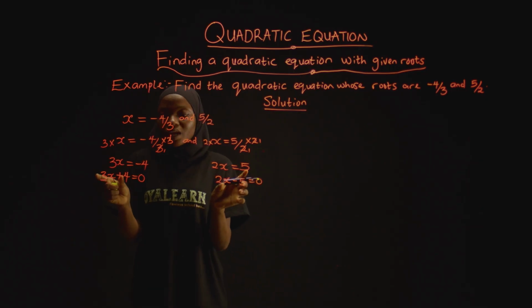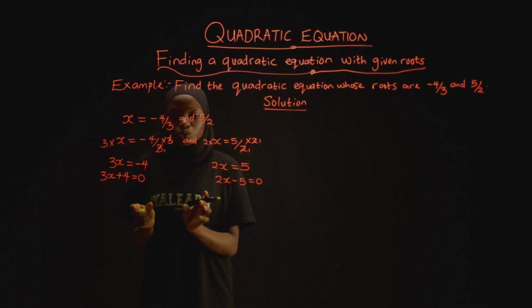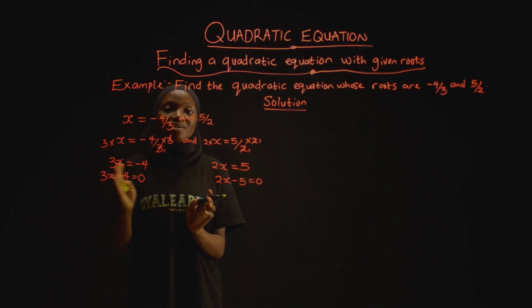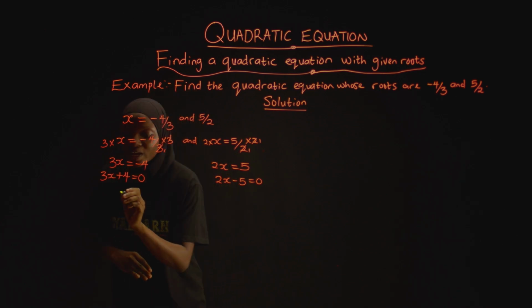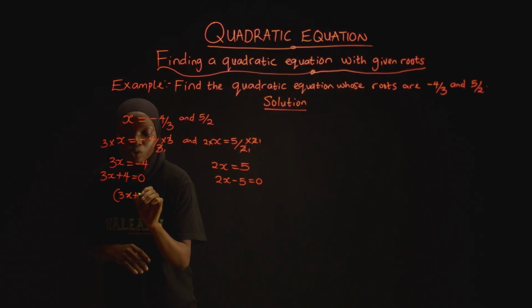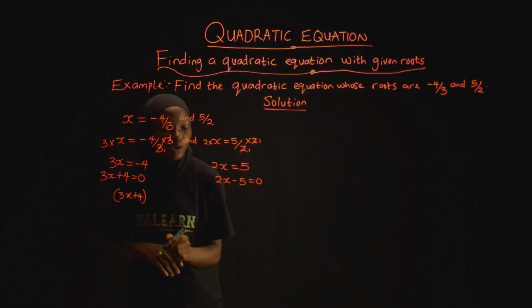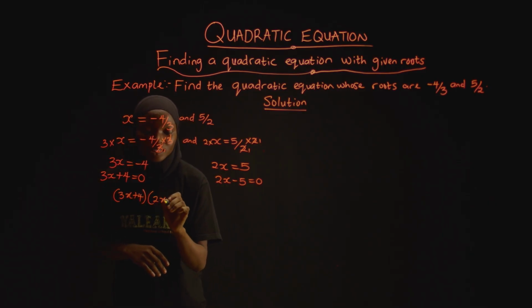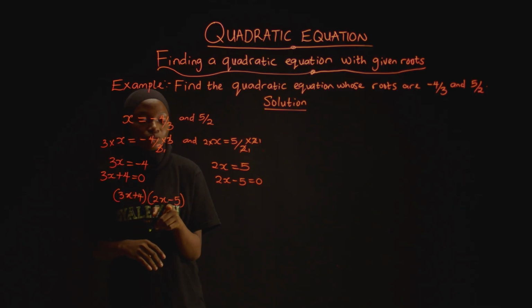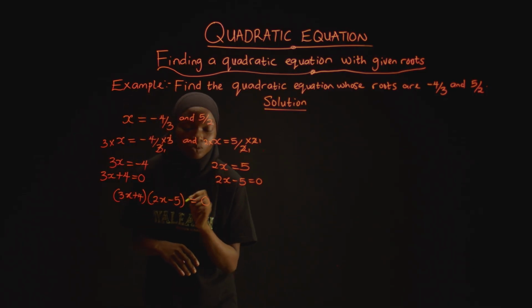Now we have equal to 0 here, and equal to 0 here. We now multiply these two equations together. To do that, we multiply the expressions on the left-hand sides together first. So we have 3x + 4 times 2x - 5, and because this is equal to 0 and this is equal to 0, 0 times 0 gives us 0.